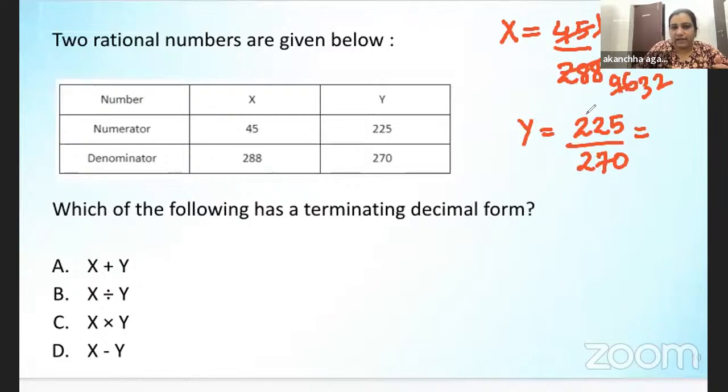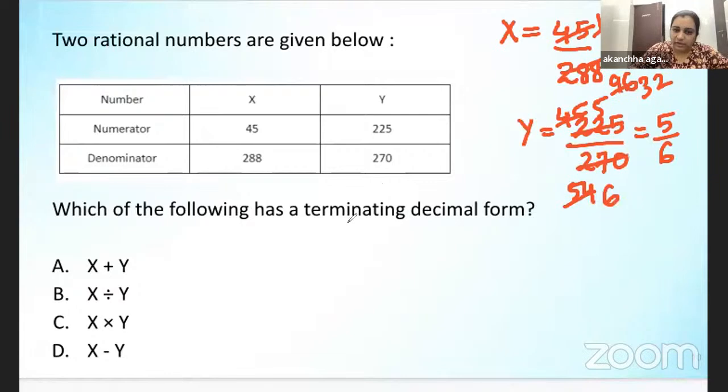Similarly for y, can you quickly tell me what the simplest form will be? Let's divide by 5 and we'll get 45 over 54. Further by 9, 9 fives are 45 and 9 sixes are 54. So 5 by 6. Now let's move on to the question.